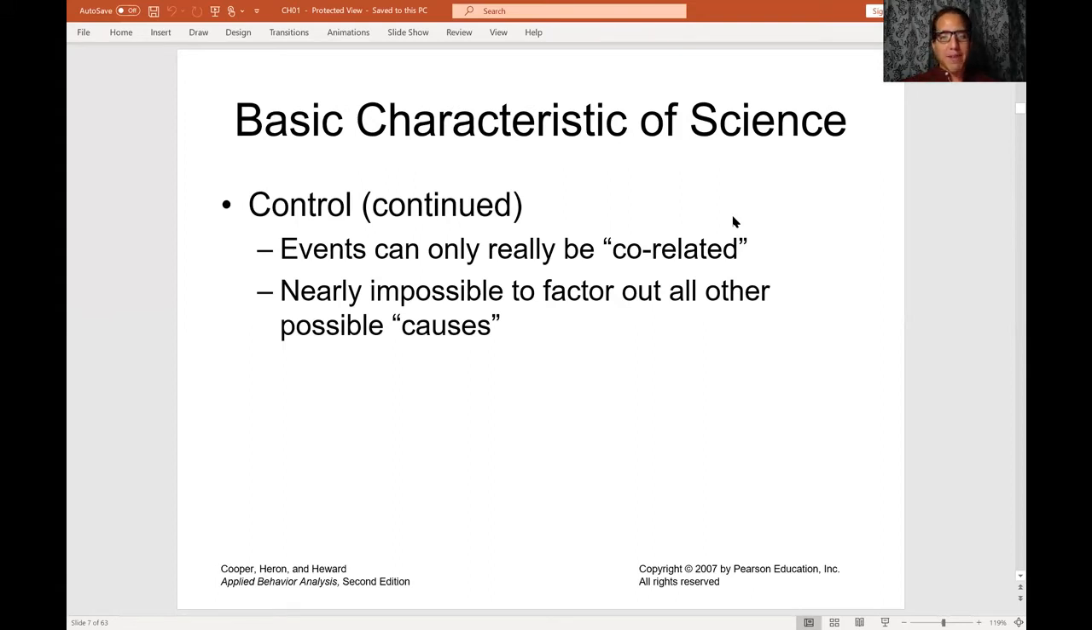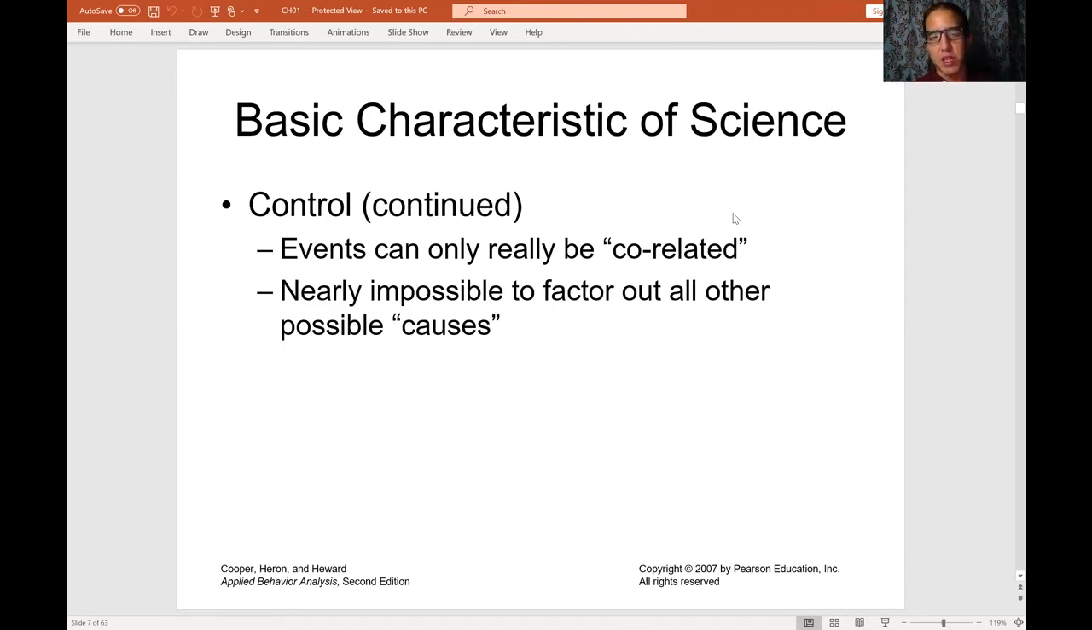Okay, so events can be really correlated and it's nearly impossible to factor out all other possible causes. So this is very, very important when you have the scientific level of control, which is what every scientist wants to achieve, to understand the phenomena, to create technology, to change behavior, to create technology to change the events in our natural environment.